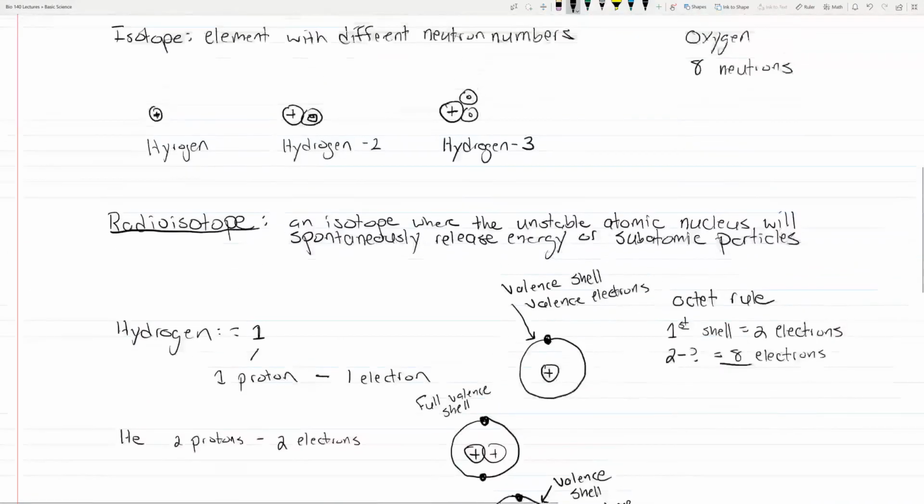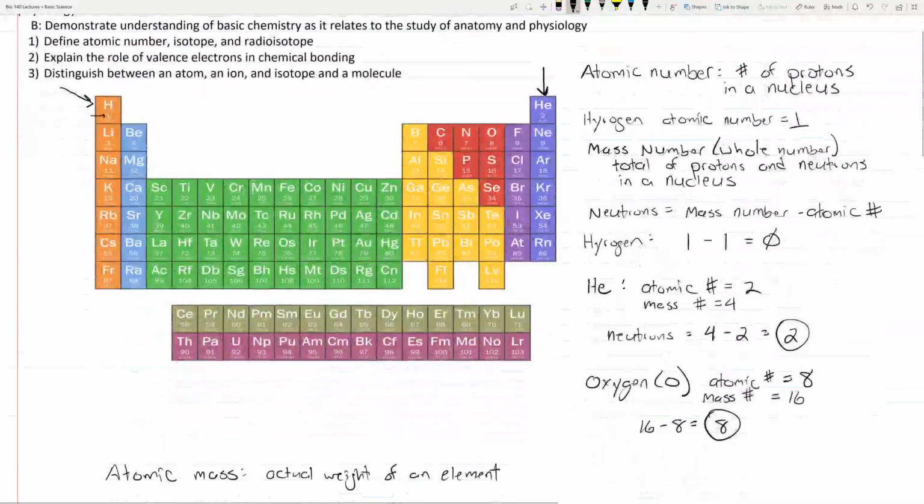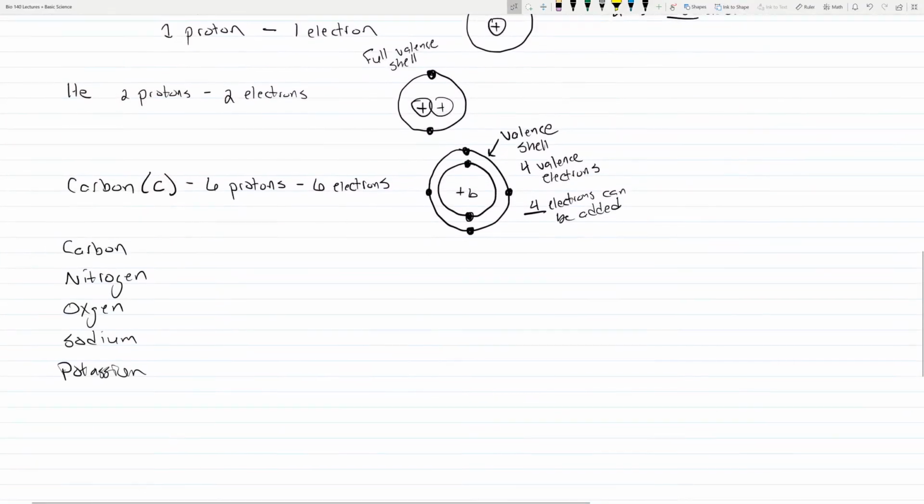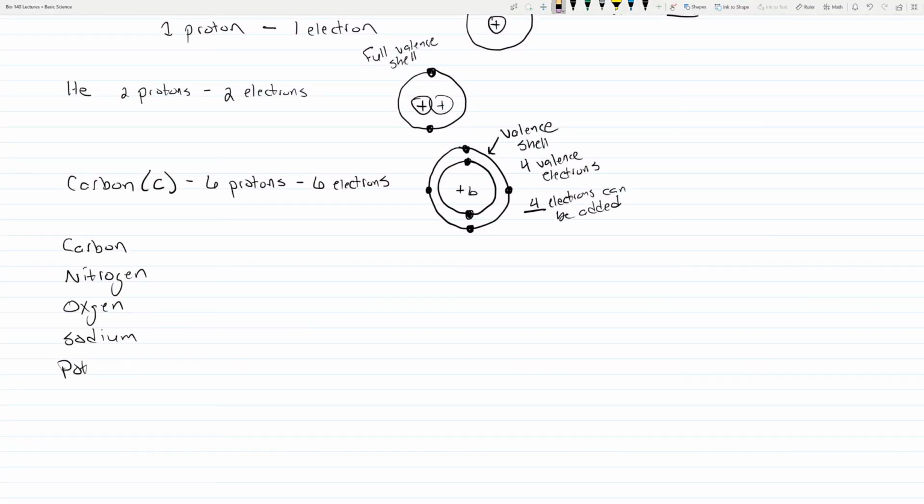Is that how you spell potassium? I'm just going to say K for potassium because I'm not 100% sure how to spell it right now. I'm having a brain cramp.